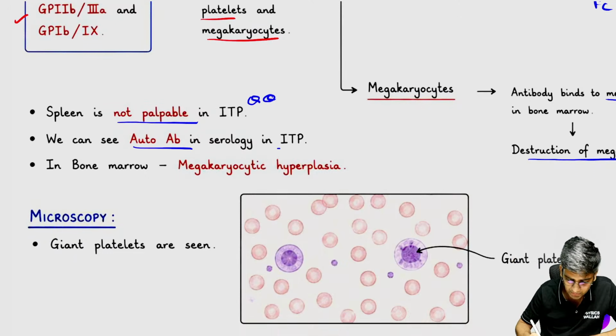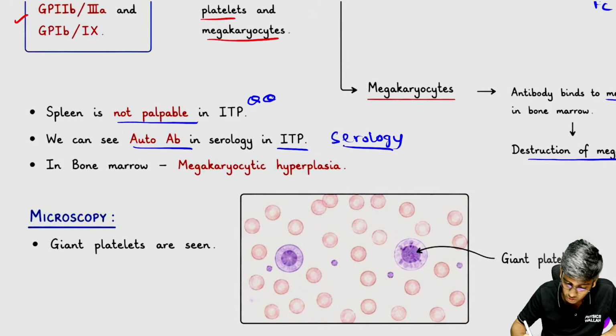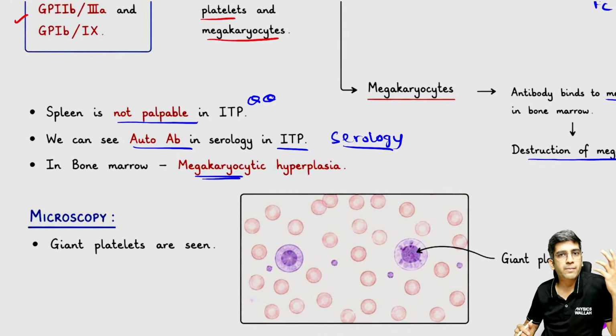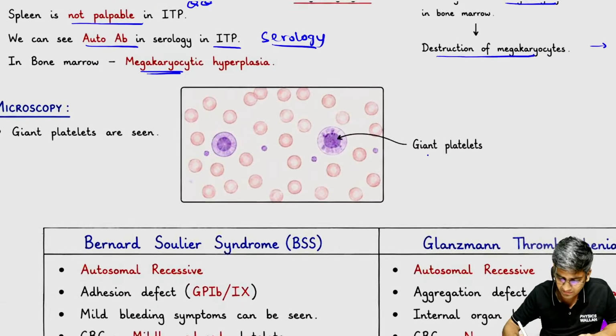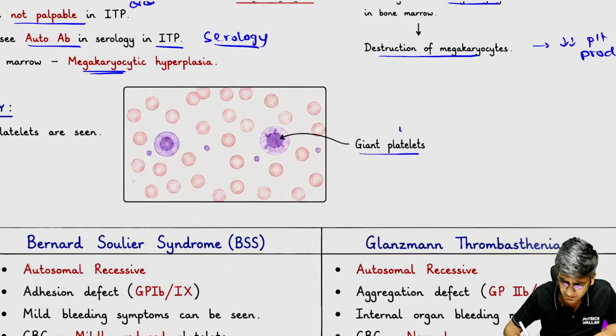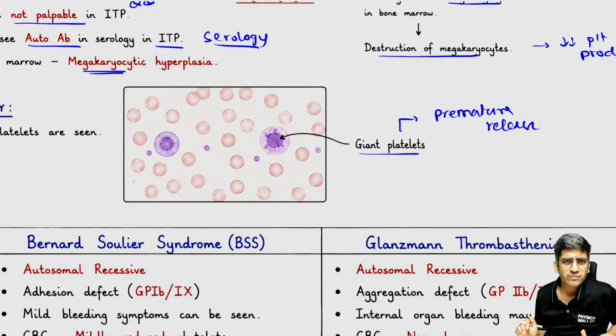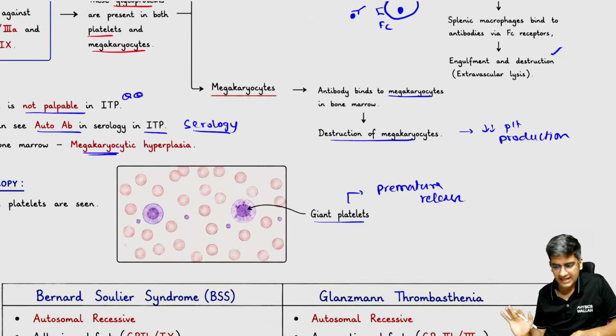You can see autoimmune antibodies, serology is the way to diagnose. If at all you do a bone marrow, since platelets are being destroyed, automatically there will be hyperplasia in the bone marrow. That's classical for ITP, right? Peripheral smear, classical finding: giant platelets. Giant platelets is nothing big. These are nothing but prematurely released platelets. That's all. In case of autoimmune hemolytic anemia, you release reticulocytes, premature RBCs. Same way, premature platelets are giant platelets. As simple as that. Fine.